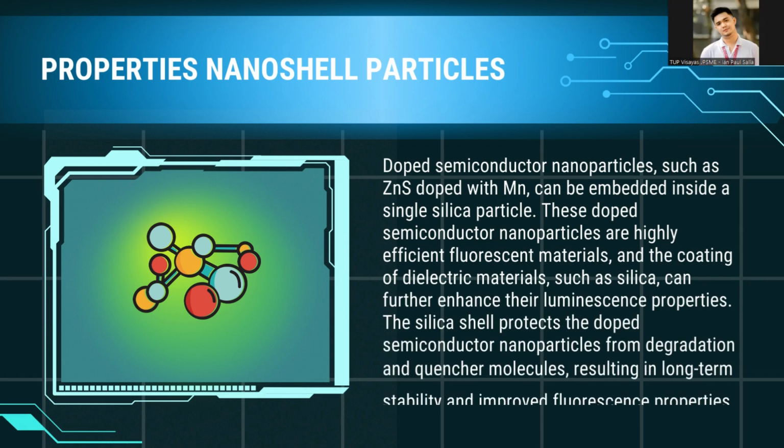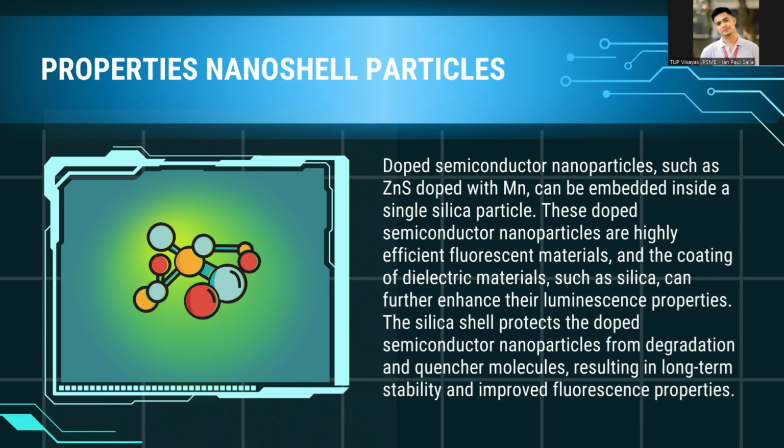Doped semiconductor particles such as ZnS doped with Mn can be embedded inside a single silica particle. These doped semiconductor nanoparticles are highly efficient fluorescent materials, and the coating of dielectric materials such as silica can further enhance their luminescence property. The silica shell protects the doped semiconductor nanoparticle from degradation and quenching molecules, resulting in long-term stability and improved fluorescence property.